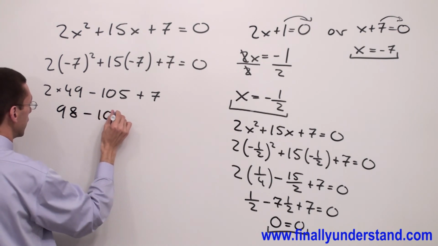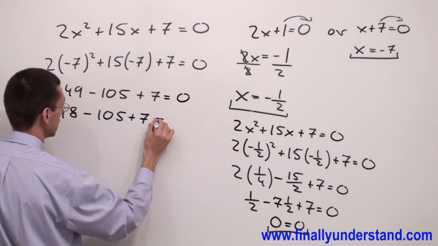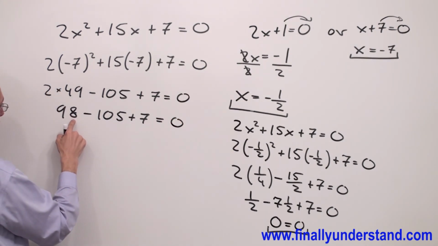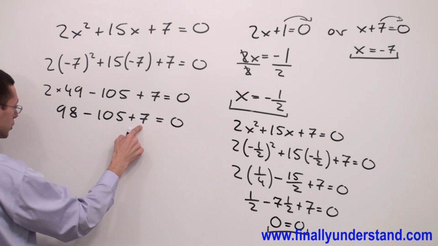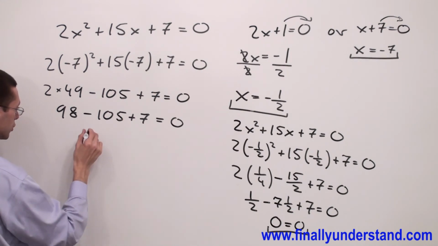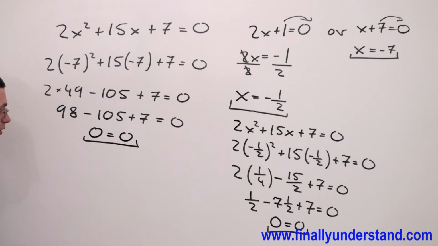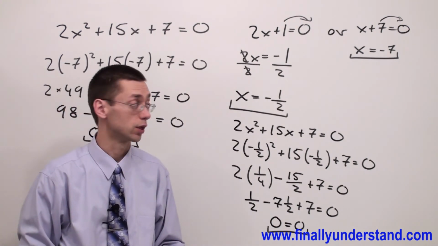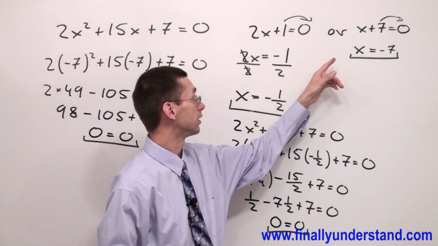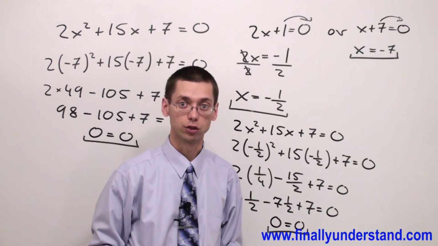98 minus 105 plus 7. Of course, everything has to be equal to 0. 98 plus 7 is equal to 105. 105 minus 105 is equal to 0. 0 is equal to 0. The left side of my equation is equal to the right side. So I can say that x equals negative 1/2 and x equals negative 7 are the correct answers to my problem.